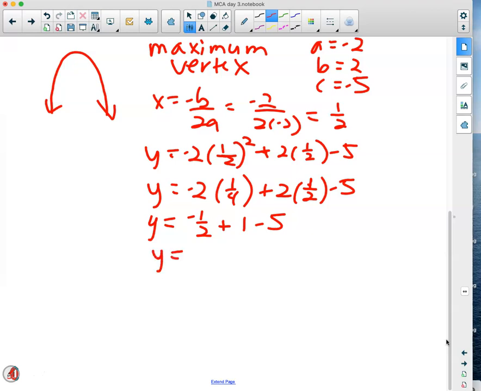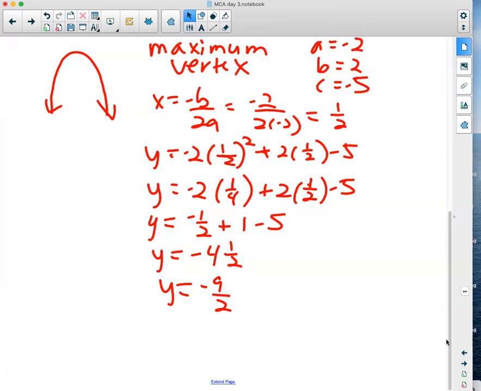Negative 1/2 plus 1 is 1/2. 1/2 minus 5 is negative 4.5. Or change it to an improper fraction if you want to. 2 times 4 is 8. 8 plus 1 is 9. Like so. Again, you could plug it into your calculator, use Blinky, and find that value as well. So maximums and minimums for parabolas, they're just the vertex. That's all they are.